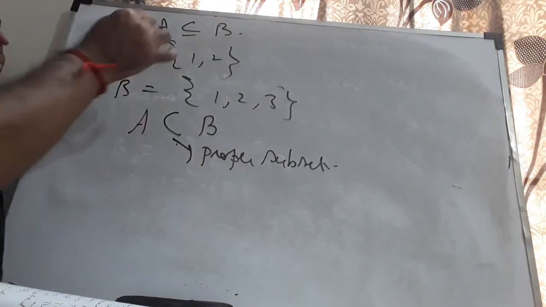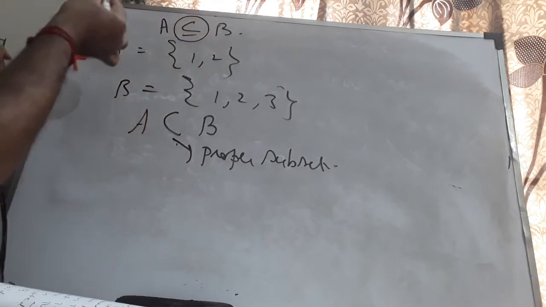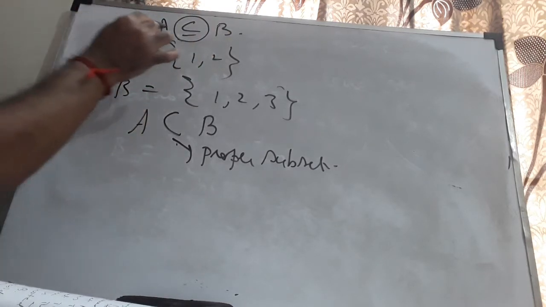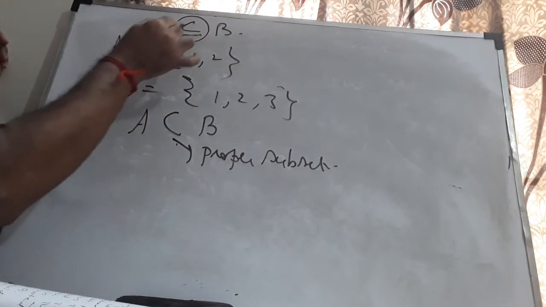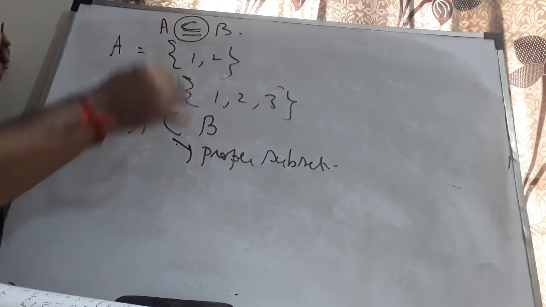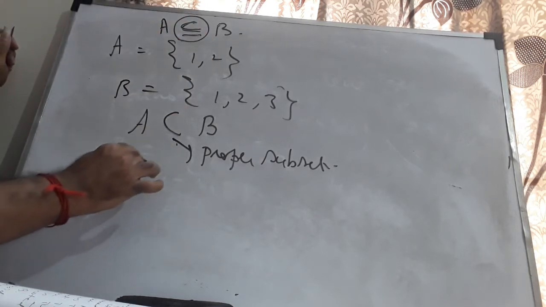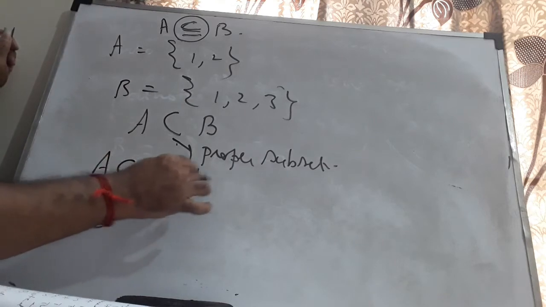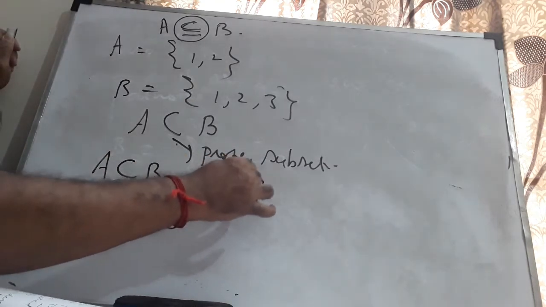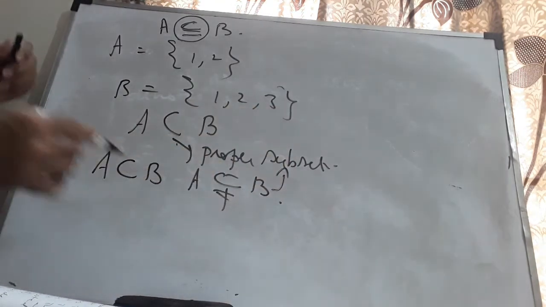Okay, you may just think over: they may be equal also. Okay, if you are not very sure, in such a case we use this particular symbol. I'll either write proper subset like this, or we can write like this. Both are the same for proper subset.